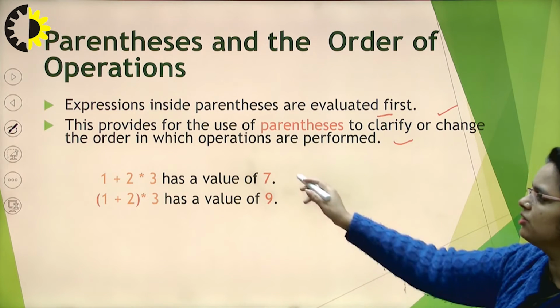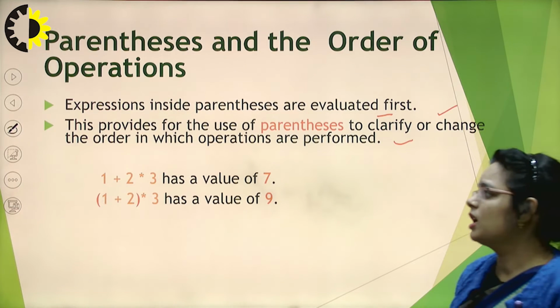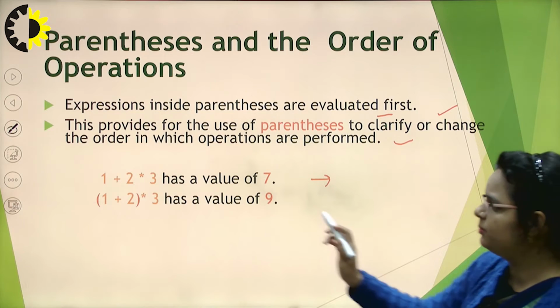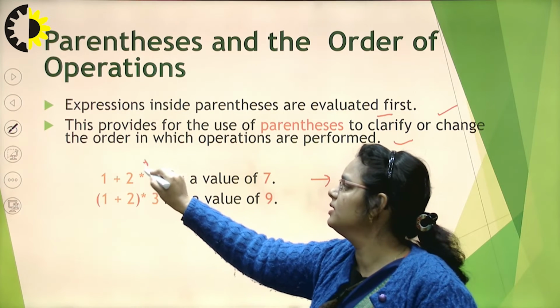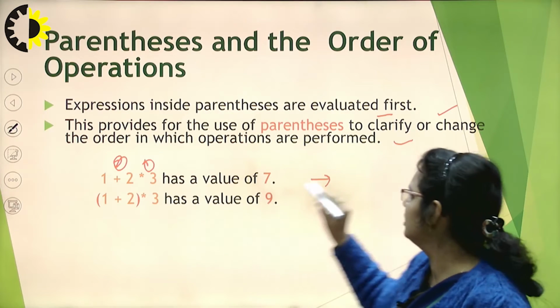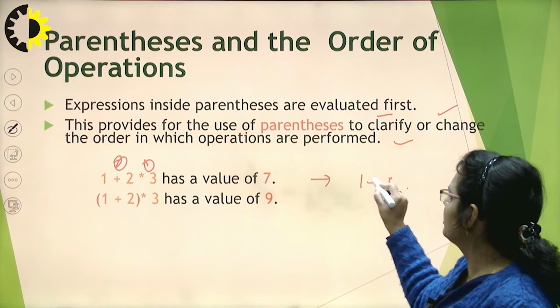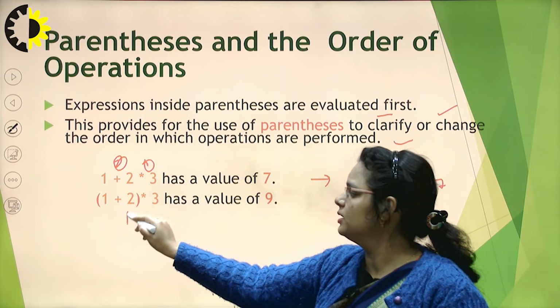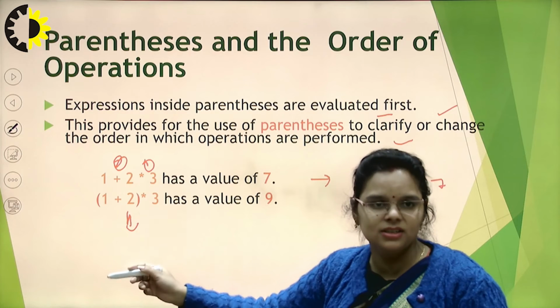Suppose we have the expression 1 plus 2 star 3. If we evaluate it, because we know multiplication has higher precedence and addition has lower precedence, first 2 into 3, which is equals to 6. So 1 plus 6 is equals to 7. But when we put this in parentheses, then we have the higher precedence of parentheses.